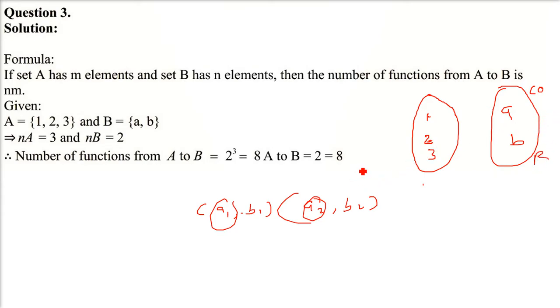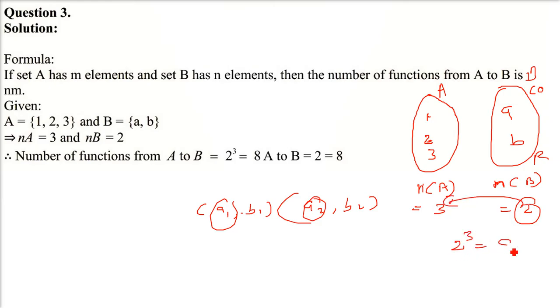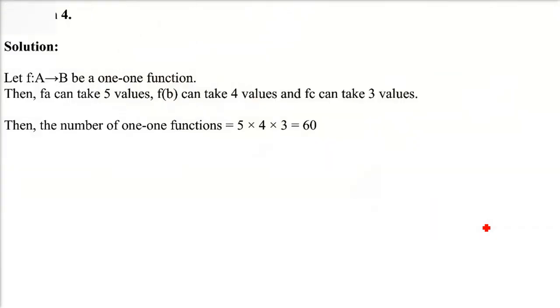Codomain is all the values of y, and range is what is being mapped. So we just have to see the number of elements of A and the number of elements of B. The number of elements of A is 3, you count 1 to 3. And the number of elements of B, you count it, is 2. Now just take the number of elements of B and take the power of the number of elements of A. 2 to the power 3 is going to be 8.